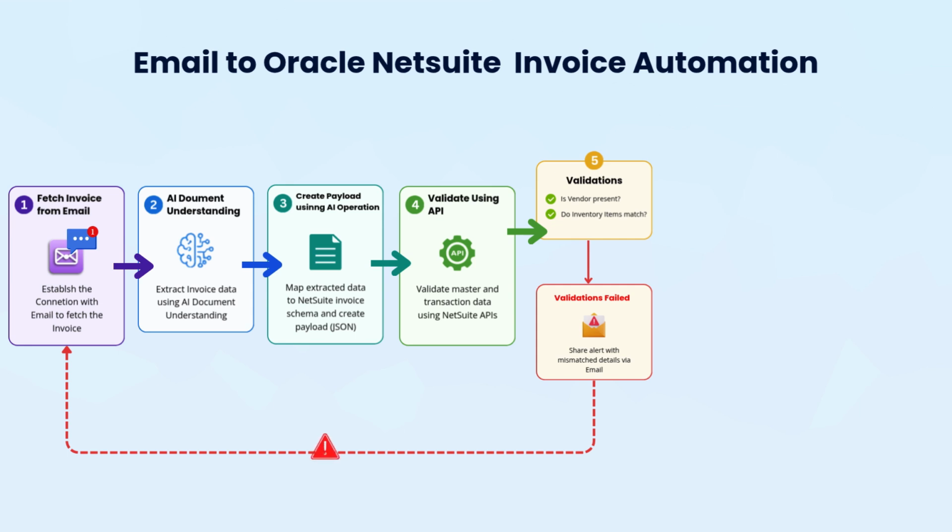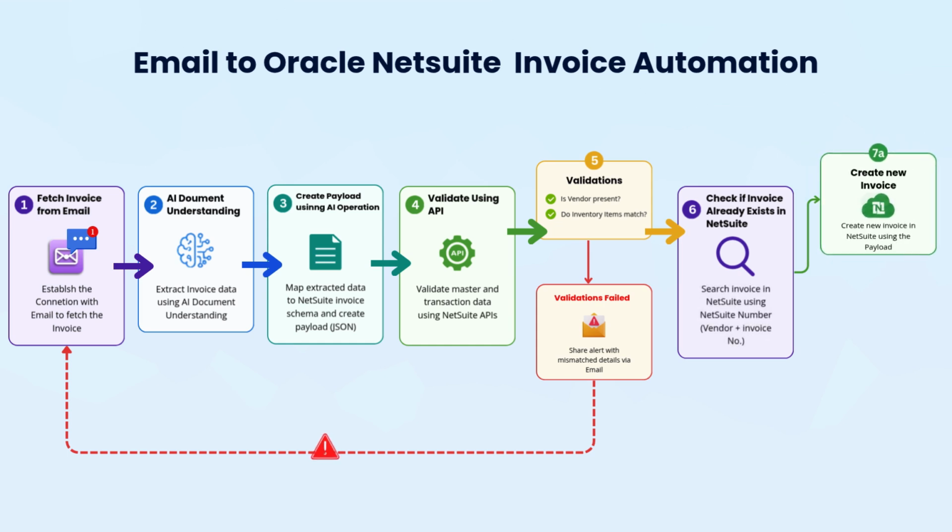If all validations are successful, the system then checks whether the invoice already exists in NetSuite. If the invoice does not exist, a new invoice is created automatically. If the invoice already exists, the existing record is updated with the latest information. This ensures data consistency, eliminates duplicate records, and accelerates invoice processing.